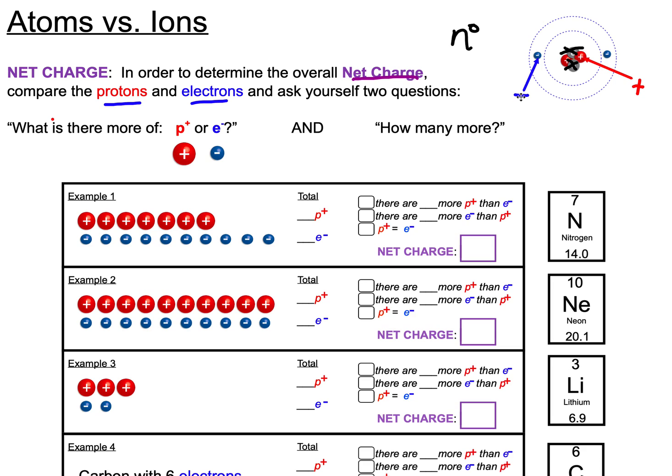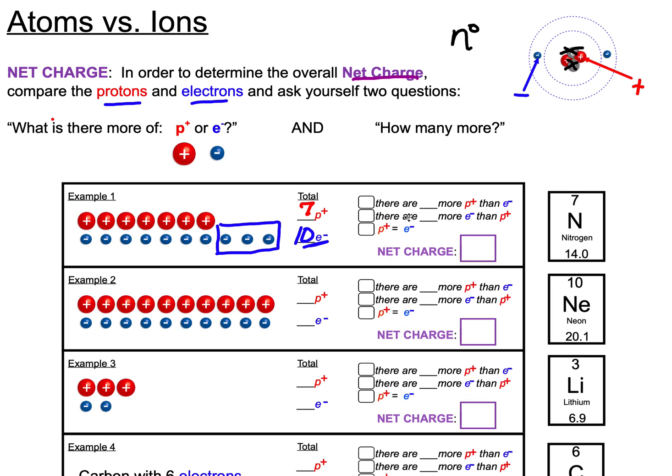So if we look at this first example here, we've got 1, 2, 3, 4, 5, 6, 7 protons. So we're going to write 7 over here. And then the electrons, it looks like there's 7 up to this point, and then there's 3 more. 10. Now, when you decide if it's positive or negative overall, you have to look to see if the positives and the negatives are equal. Do they cancel out? And in this case, they don't. We have these 3 extra negative charges. When you compare 7 and 10, you see that there's 3 more negatives.